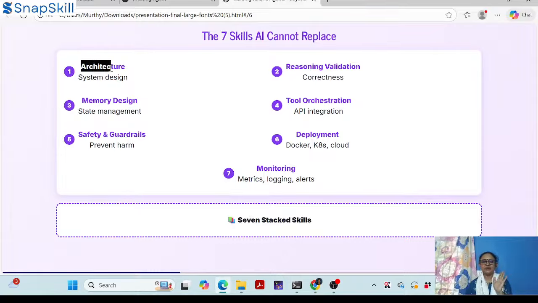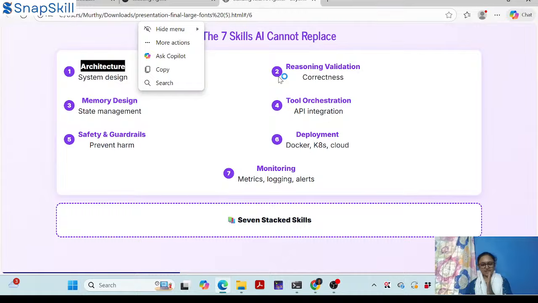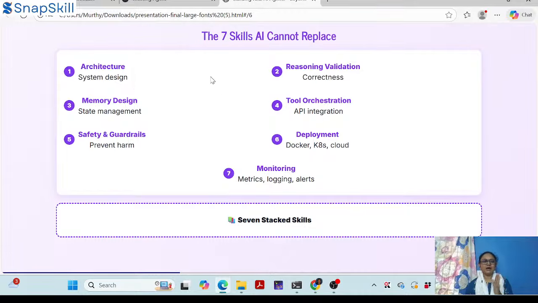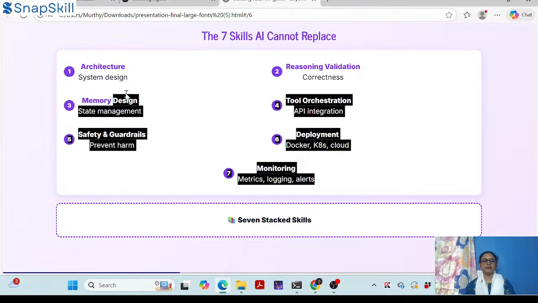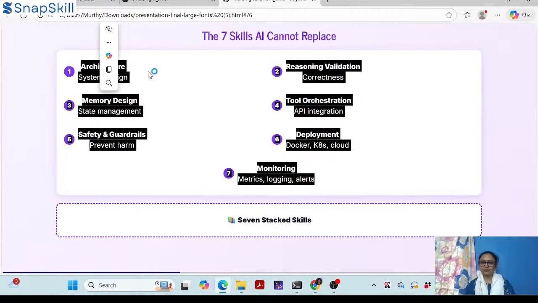What is the order? First, architecture is required. In each and every slide, I'm going to explain each and every skill. Second one is reasoning. Third one is memory design. Fourth one is tool orchestration. Fifth one is safety and guardrails. And sixth one is deployment and monitoring. All these things are not done by LLM APIs. We have to do that. If you implement all these things, then you will become an AI agent engineer.